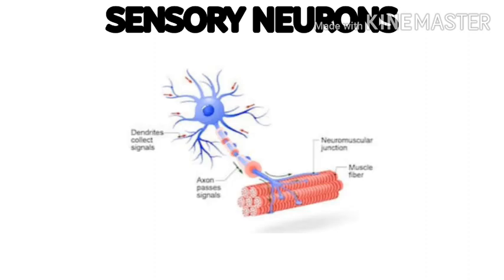Now, let's take the sensory neurons. In simple language, they are the opposite of motor neurons. What is the function of sensory neurons? They transmit impulses from the tissue to the spinal cord and brain, so that the brain can react in response to any injury or anything, like pain and temperature, etc.